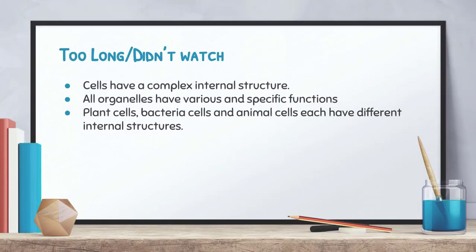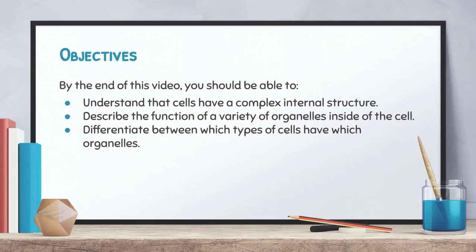So hopefully you understand by the end of this video that cells offer a very, very complex internal structure, and that all organelles have various and specific functions that are necessary for life. Plant cells, bacterial cells, and animal cells each have different internal structures that allow them to function differently, but also allow them to serve the organism in which those cells are in. So just kind of keep that in mind, that all of these things play a very important role in life. Hopefully you have a really good understanding of the objectives of this video.